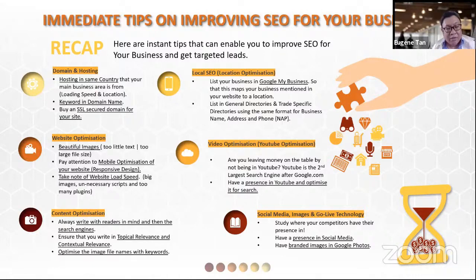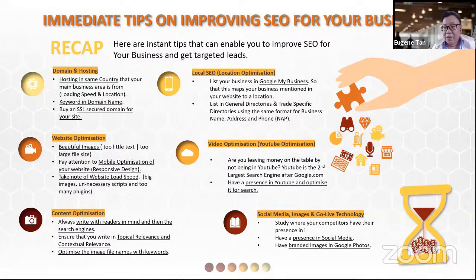Make sure to test your website load speed. Content optimization: always write with the readers in mind. Make sure your content has topical relevance and contextual relevance. Optimize the image file names, and for local SEO, list in Google My Business and related directories, but make sure your name, address, and phone number maintain the same format. Video optimization: optimize on your YouTube and social media images.